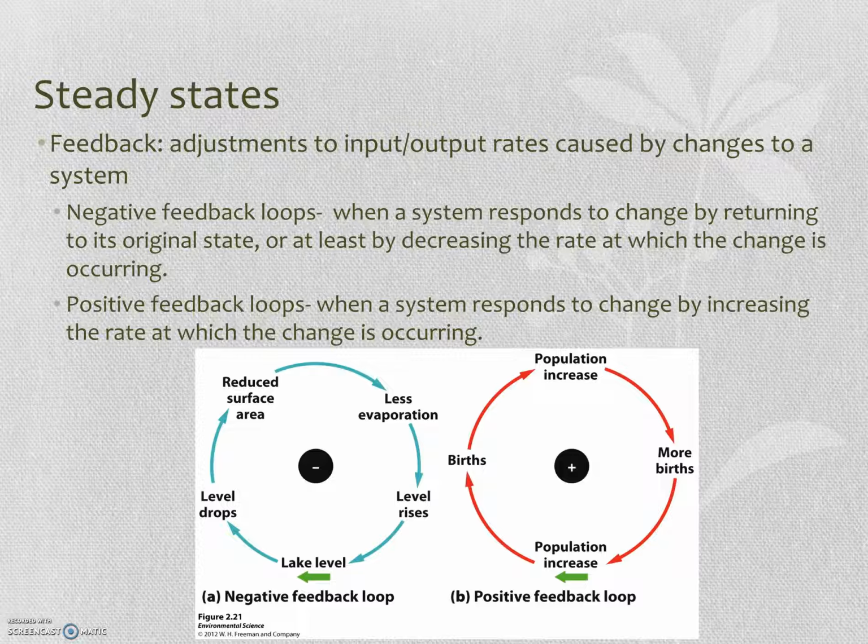Whereas a positive feedback loop, we look at something like a population increase, so we have more births. Because we have more births, the population increases. Because the population increases, we have more births. It is positively feeding back into itself and causing the change to be amplified or magnified. So if you have something to put in your notes, a negative feedback loop resists change, whereas a positive feedback loop amplifies change.